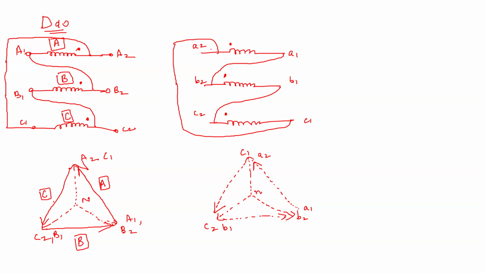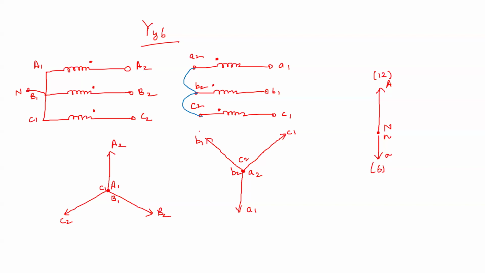Okay. And here the terminals are A2, B2, C2. Now I'm not drawing the DD6 one because it is easy. I'll be drawing YD1, because YD1 is a little bit tricky one that you can extend to others also. So let me draw the YD1 structure. So YD1. First I'm drawing the star winding.